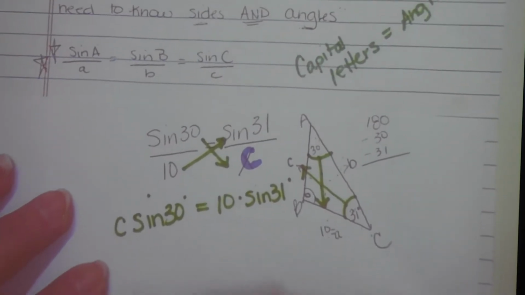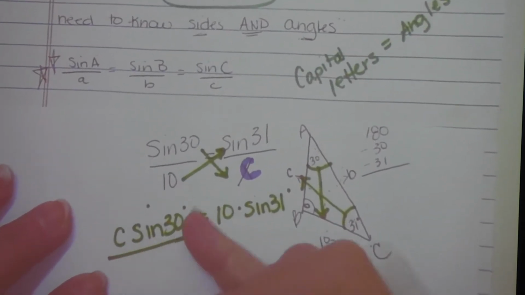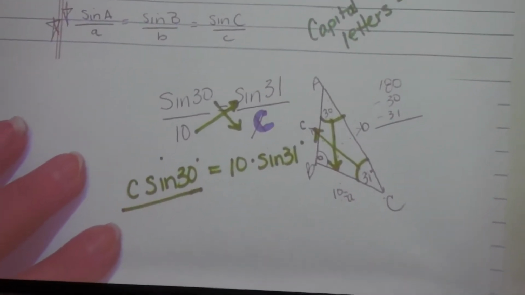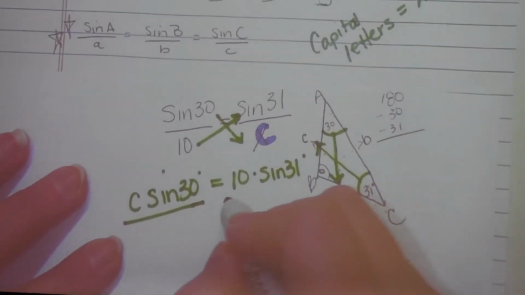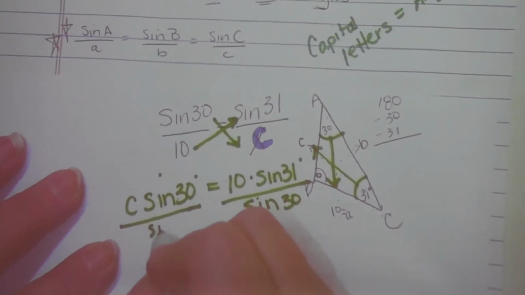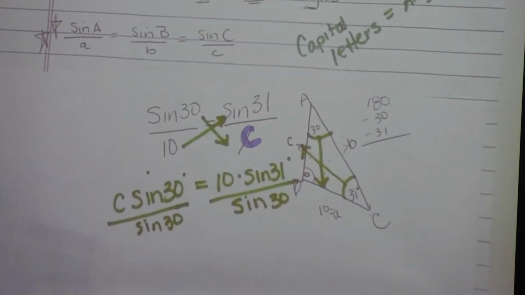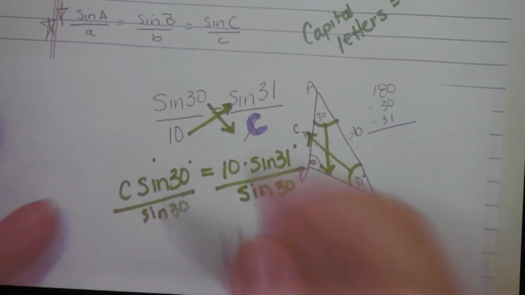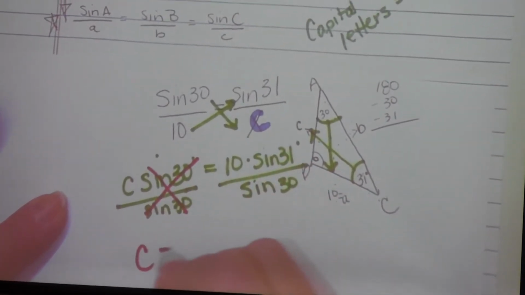And I want somebody brilliant to tell me what could I do with this sine of 30 to get c by itself. I could divide both sides by the sine of 30. Because remember, that just gives you a number. And this will cancel out. And I'll get c equals.